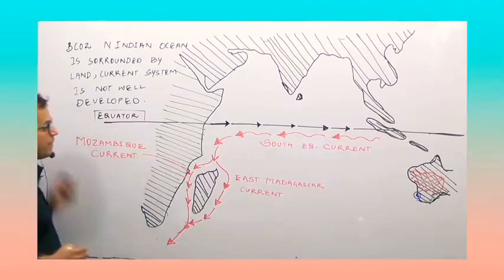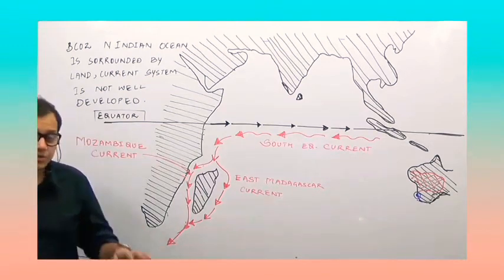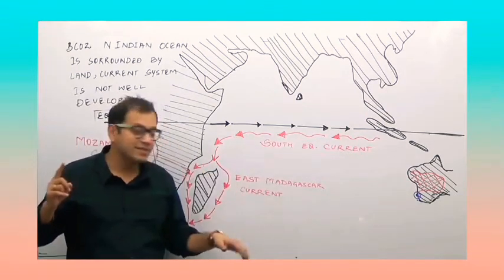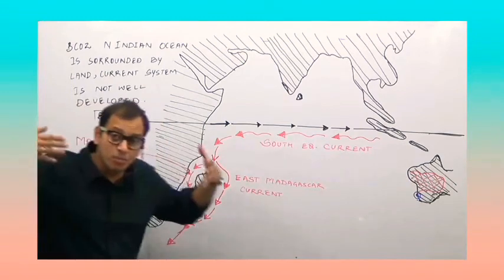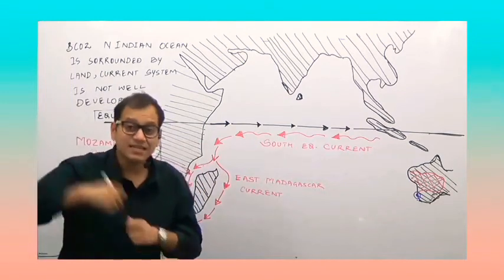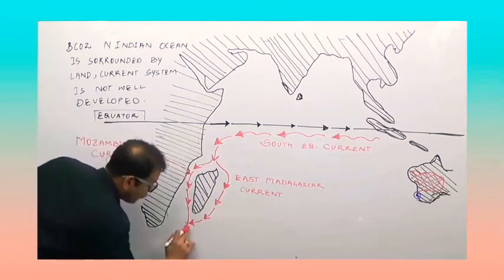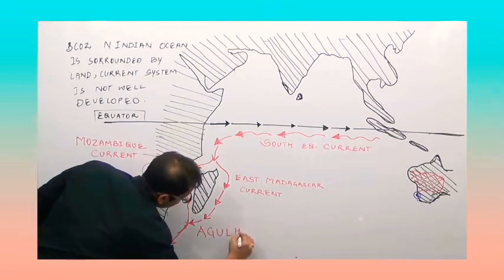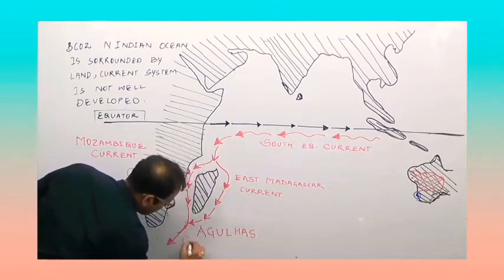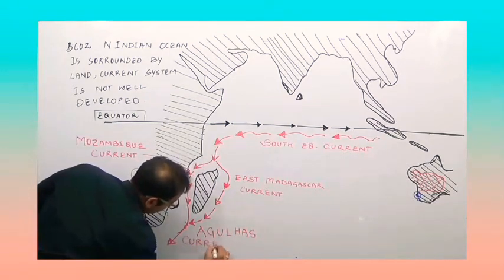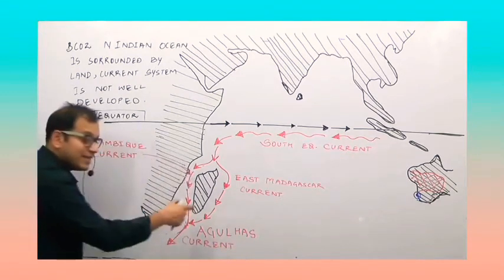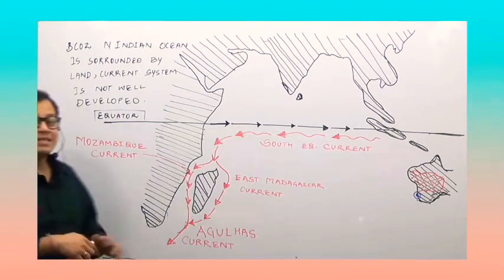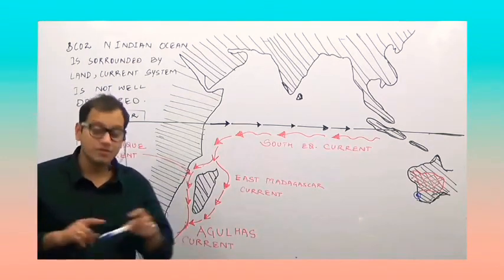So, what are the major ocean currents of the southern Indian Ocean? The warm currents are the south equatorial current, the East Madagascar current, and the Mozambique current. Both the Mozambique and the south equatorial current join to form a larger current which is known as the Agulhas current. The Agulhas current is at the southern tip of eastern Africa. So, these are the important warm ocean currents of the Indian Ocean.